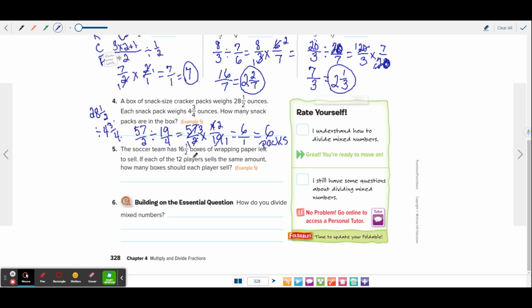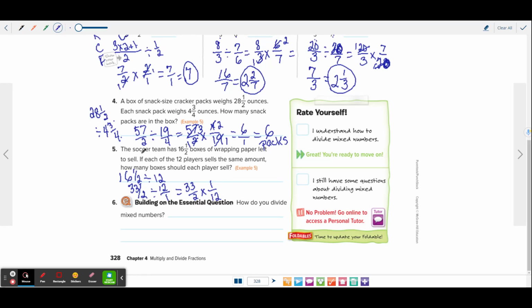All right. The soccer team has 16.5 boxes of wrapping paper left to sell. If each of the 12 players sells the same amount, how many boxes should each player sell? So we have 16.5 divided by 12. So 16 times 2 would be 32, plus 1 is 33 halves, divided by 12 over 1. Remember, we put whole numbers over 1. So then we do our keep, change, flip. 33 over 2 times 1 over 12.